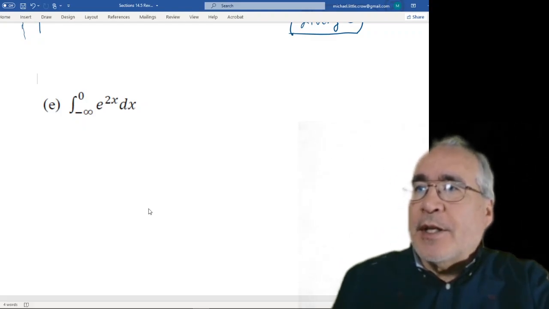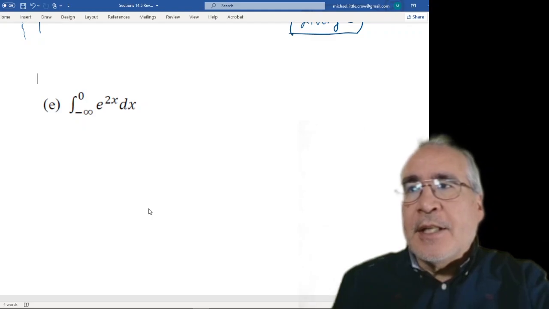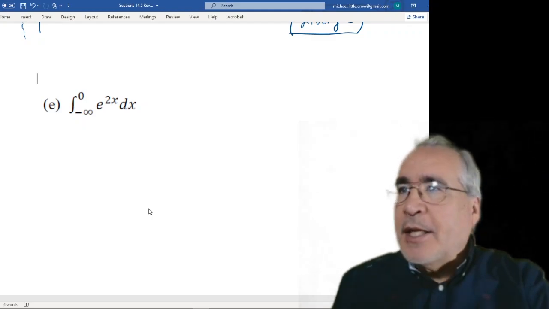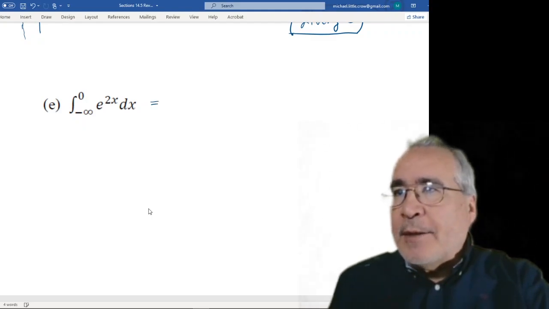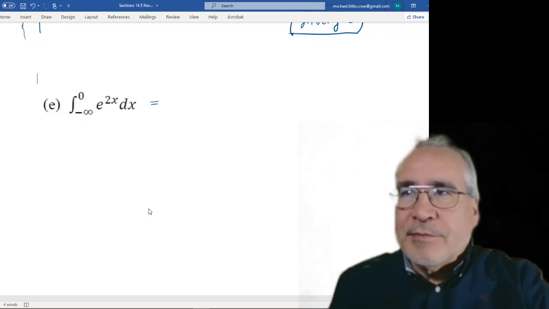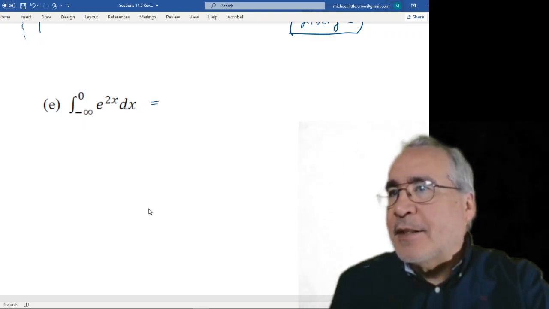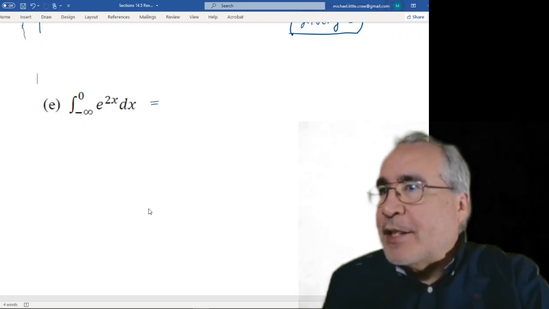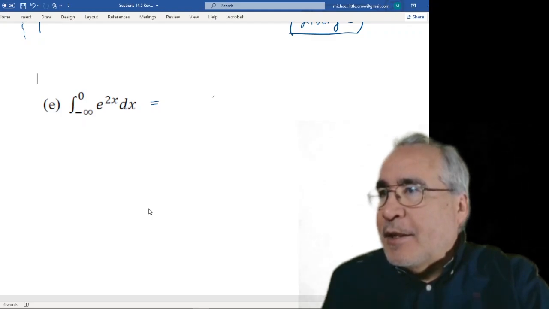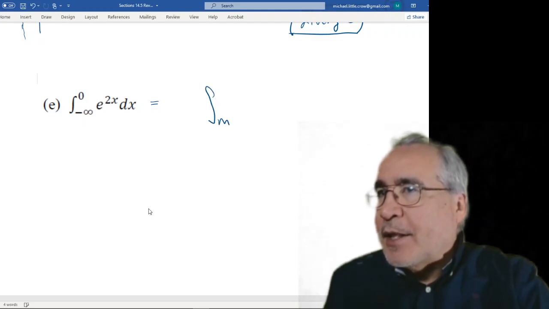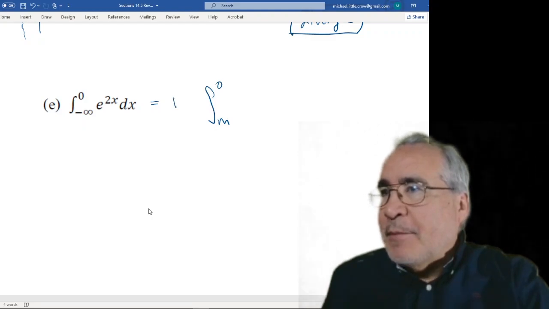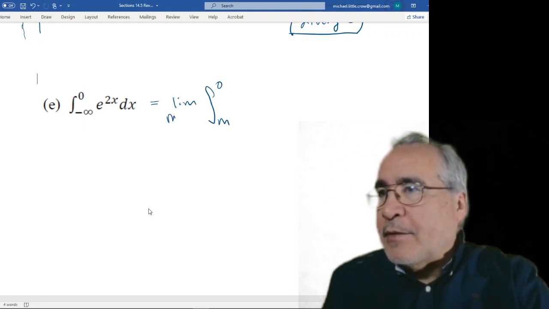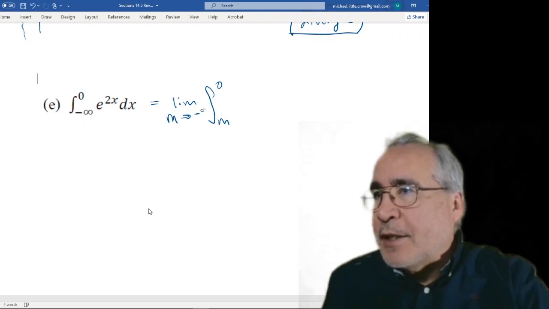Now here is one where the limit is going to negative infinity. It's a lower limit. We treat it really the same way, except remember, this is negative when we're plugging it in. Anyway, we'll see how it works. It's going to negative infinity. So we write the limit, with m going to 0, but this time it's the limit as m goes to negative infinity, of e to the 2x dx.